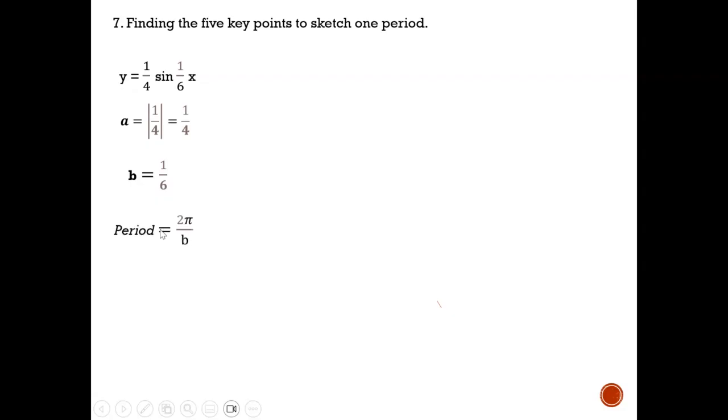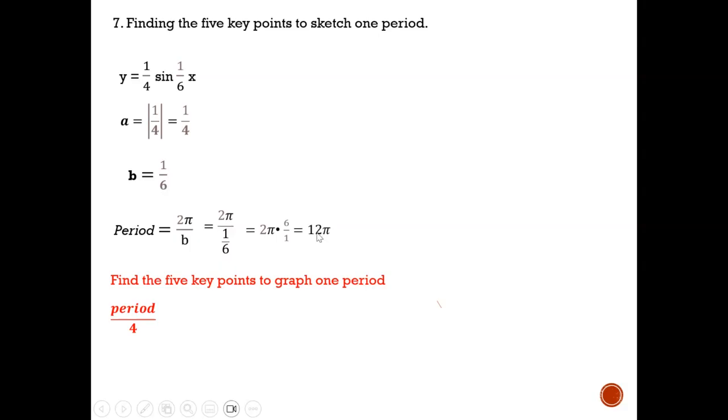So the period is 2 pi over B. So the period will be 2 pi over 1/6. This will give us 2 pi times 6 over 1, which is 12 pi, which means the period to actually graph will be 12 pi. Okay, now to find the 5 key points, we divide the period by 4.